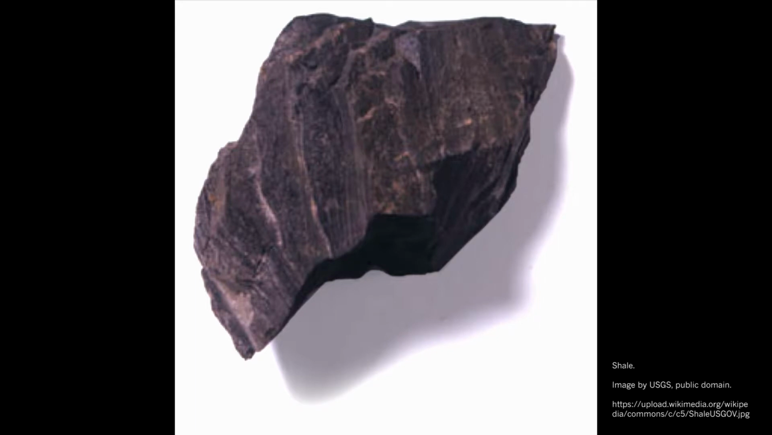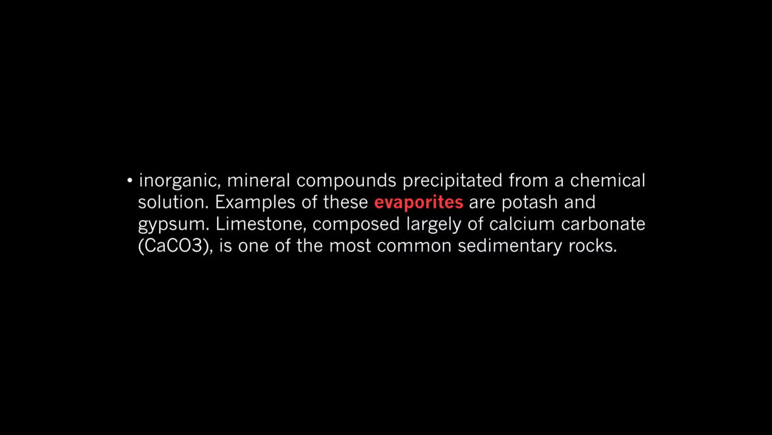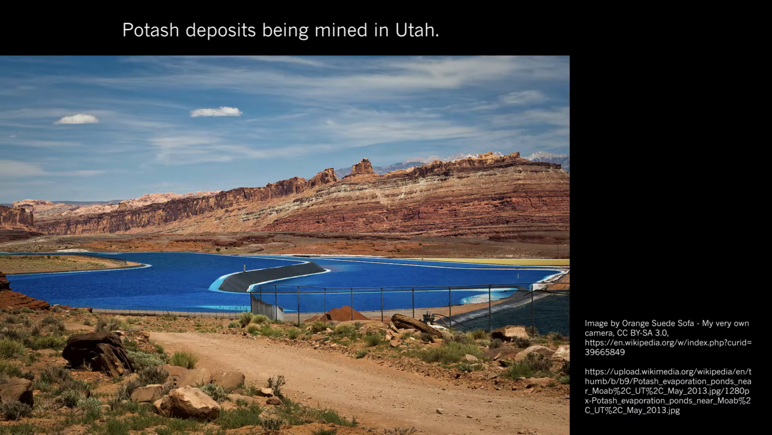Shale is the most abundant of all sedimentary rocks, and it's composed largely of clay. Then the second type of sediment is inorganic. It's precipitated from a chemical solution. It's called evaporites because the chemicals are dissolved in water, and when the water evaporates, they precipitate. So potash and gypsum are examples of evaporites.